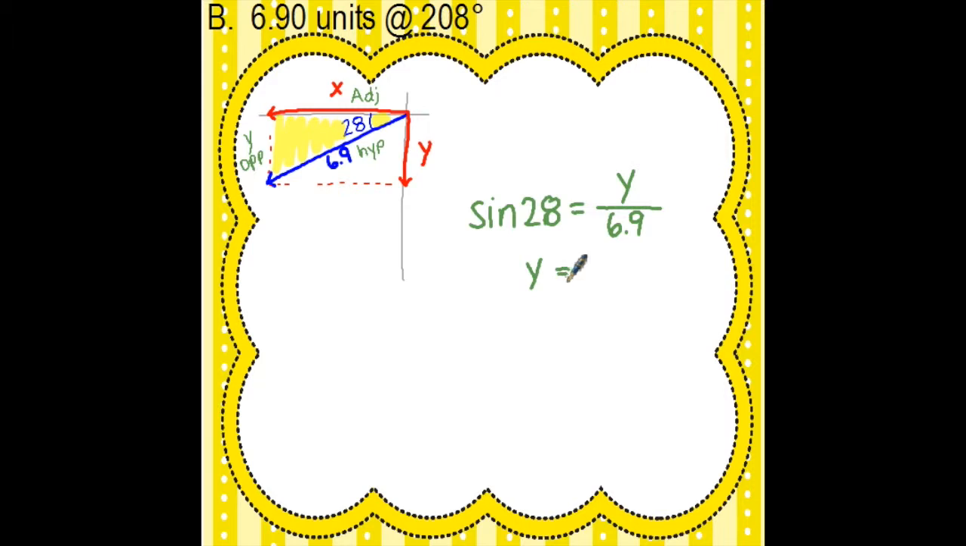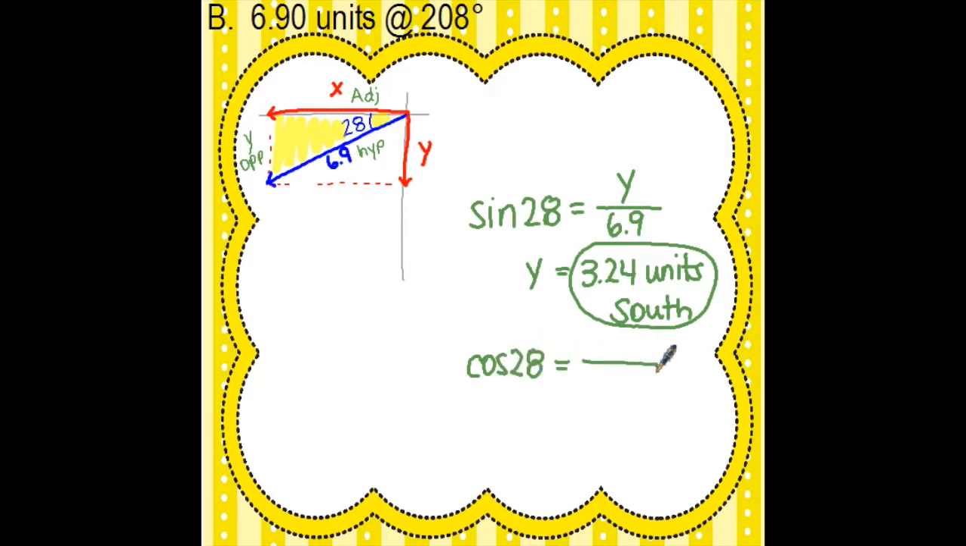I cross multiply. I look at my picture and I see Y points down, so that is south. My adjacent side is X, so adjacent over hypotenuse. So I'm looking for the length of X. I cross multiply. I look at my picture and I see X points to the west.